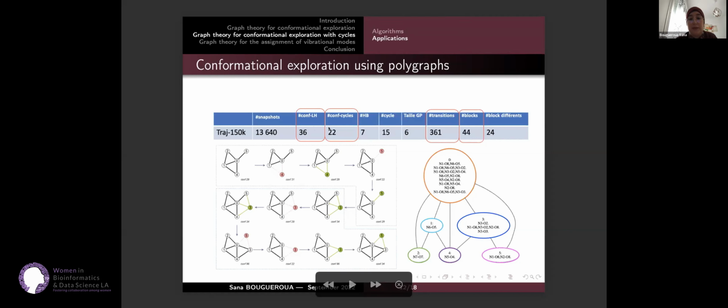And we can compare... Sana, sorry, 2 minutes left. Okay, I will go fast. If we compare, we see that we reduce the number of conformers and transitions that have been explored along the trajectory.